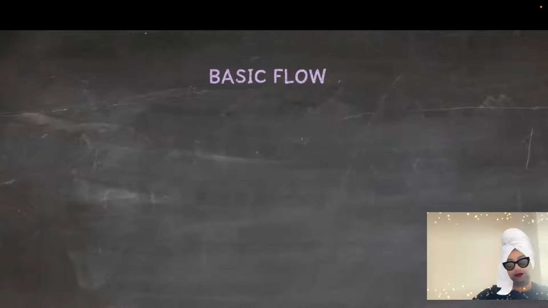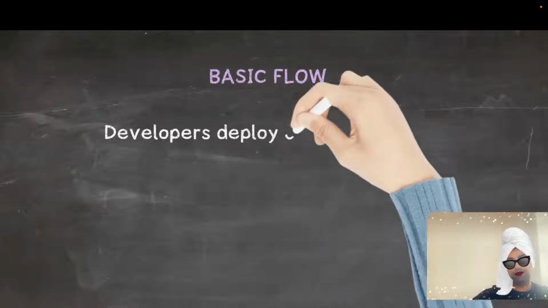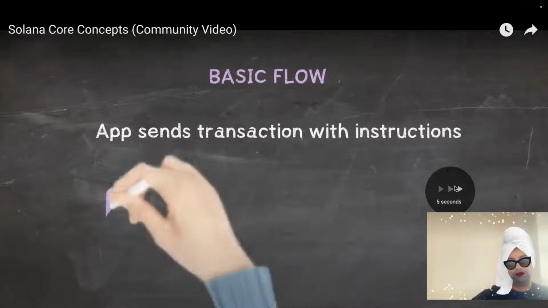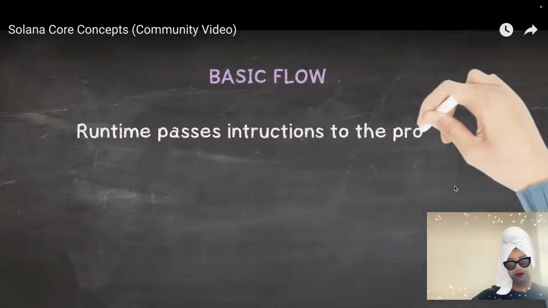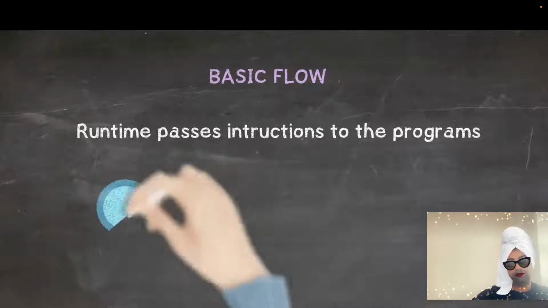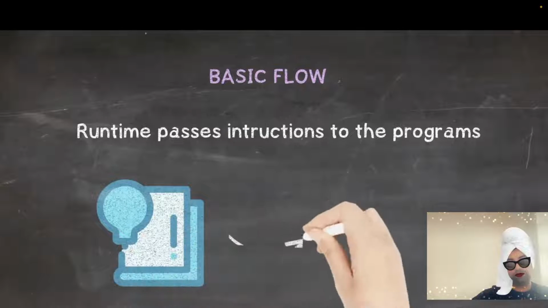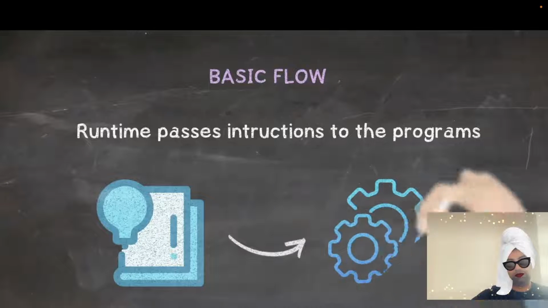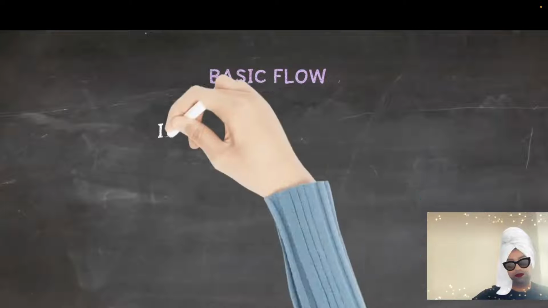The basic production flow of a Solana app goes something like this. First of all, developers deploy their decentralized code. The web app then interacts with the Solana runtime, which is in charge of correctly passing down those instructions to our previously deployed programs. An instruction can be, for instance, transferring 1,000 Lamports between accounts given a condition is met.